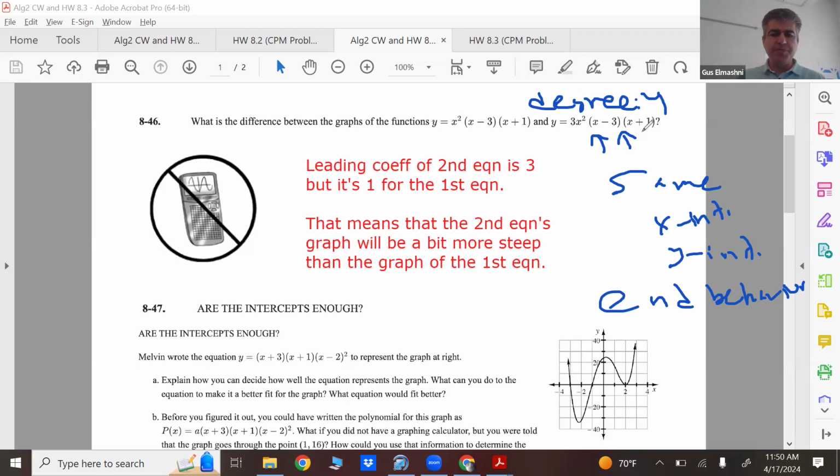Guess me on 847. Are the intercepts enough to? So Melvin wrote the following equation to represent the graph on the right. It's going to decide how well the equation represents the graph. What can you do to the equation to make it a better fit for the graph? Will the equation fit better?